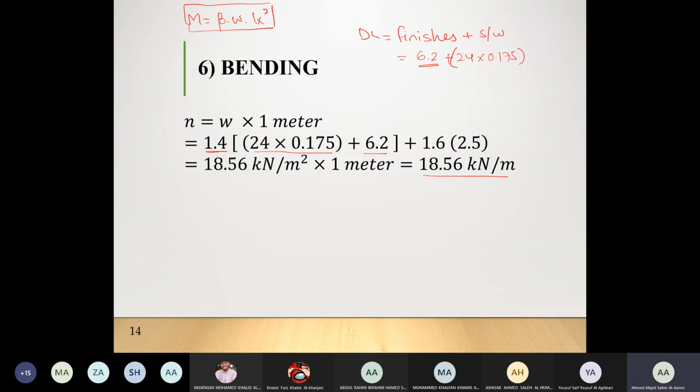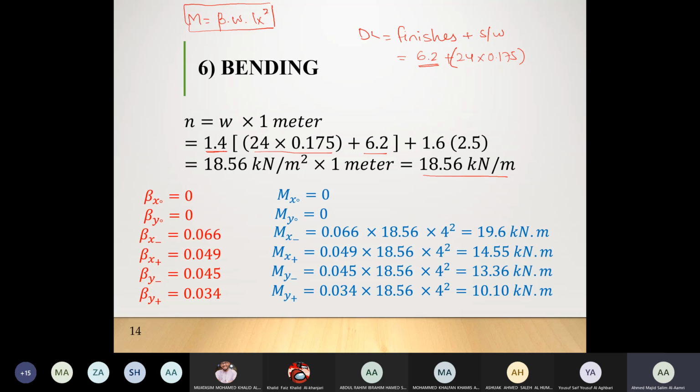Going here once again, loading has been calculated. Coefficients we already know. The next step is to calculate the bending moments. Now, it is a matter of substituting in this equation. Betas are available, W is available, Lx is available. So you can see, we have substituted 0.066 and then multiplied by 18.56, multiplied by 4 squared, and then we have got the values. Now, we have four coefficients, which means that we have four bending moments. One is Mx positive, one is Mx negative, one is My positive, and the other one is My negative. So four values of moments are there.